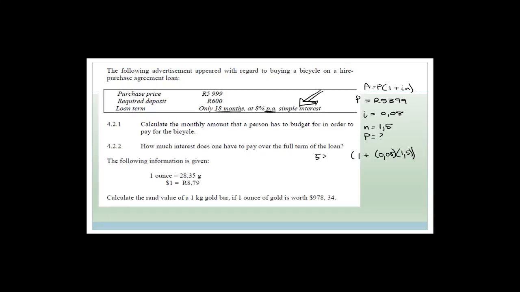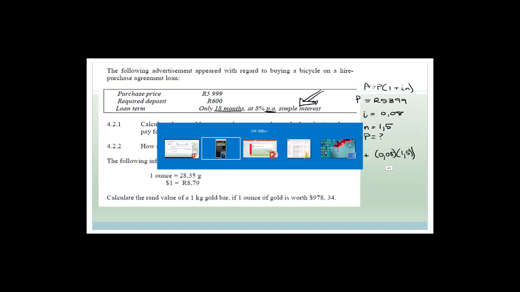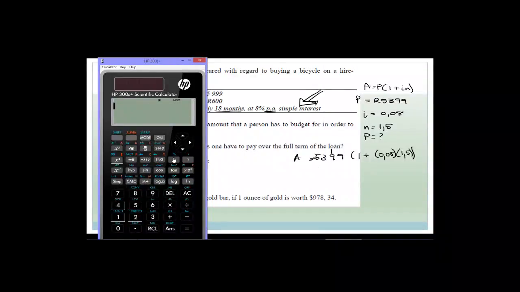So my P is 5,399, and that's going to give us the total amount that we're going to have to pay in total, okay? And then we're going to have to divide it by 18 to work out what our monthly budget is going to be, right? So if we do that, let's get that on our calculator and move this across. So we've got 0.08 multiplied by 1.5 equals plus 1 equals multiplied by 5,399 equals.